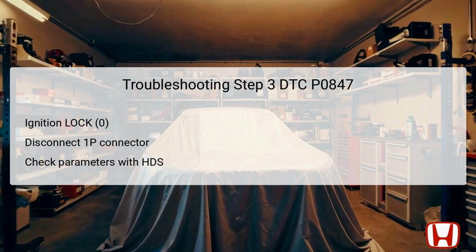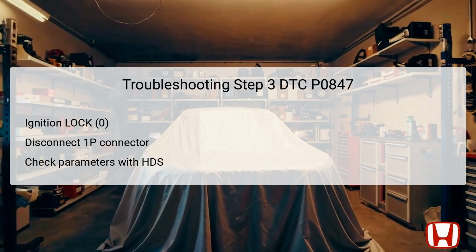Next, it is necessary to disconnect the 1P connector connected to the transmission fluid pressure switch B, 3rd clutch, to isolate it from the system. By doing this, technicians can accurately assess the performance of the switch itself. After disconnection, the ignition needs to be turned back to the on 2 position to conduct checks.